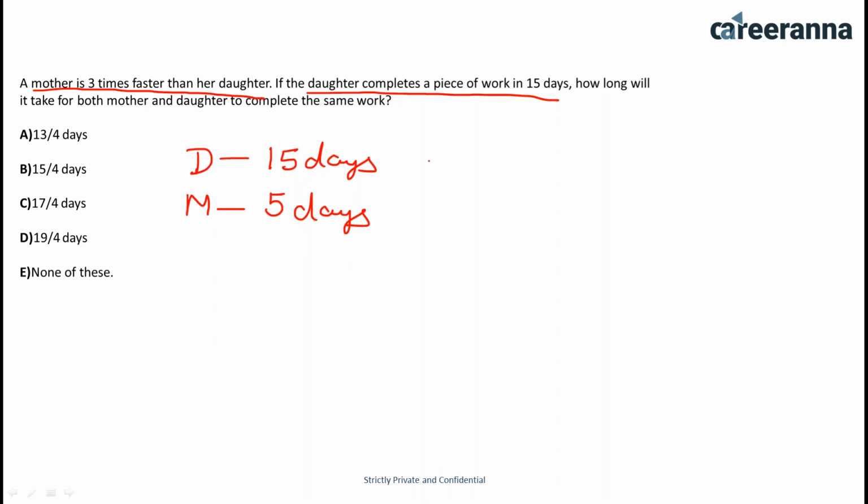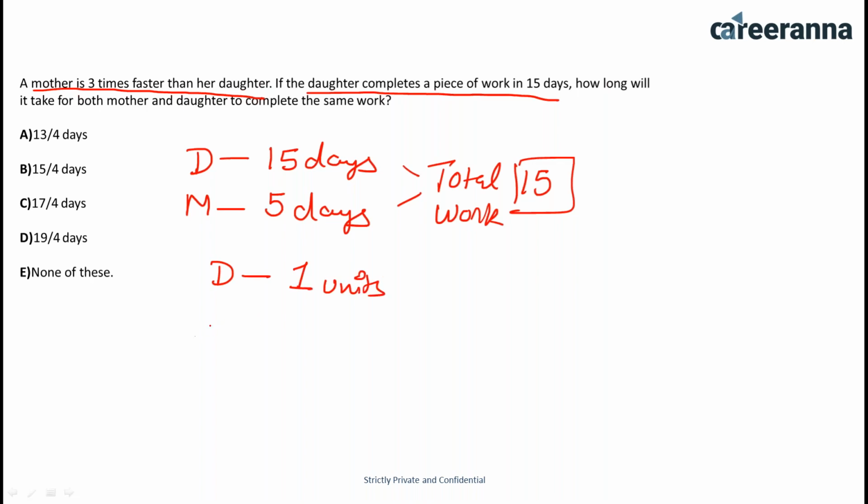If you take the LCM, you can see that 15 can be the common multiple here, so you can assume the total work is 15. This is our total work, that is 15 units. Now the daughter will complete it in 15 days, so 15 by 15 is 1. So the efficiency of the daughter is 1 unit of work per day. And for the mother, the efficiency is 15 by 5, because the total work is 15, that is 3 units.